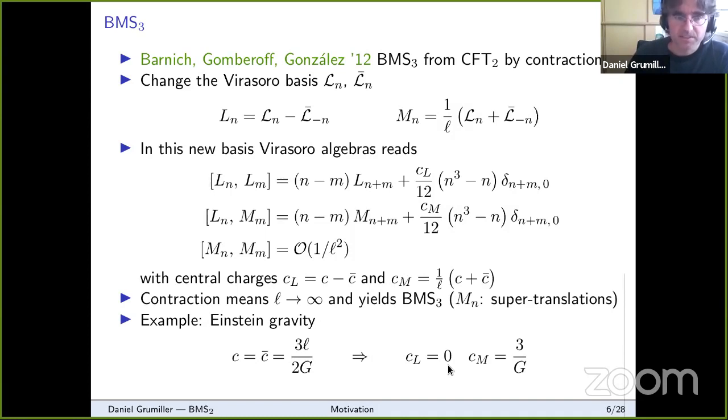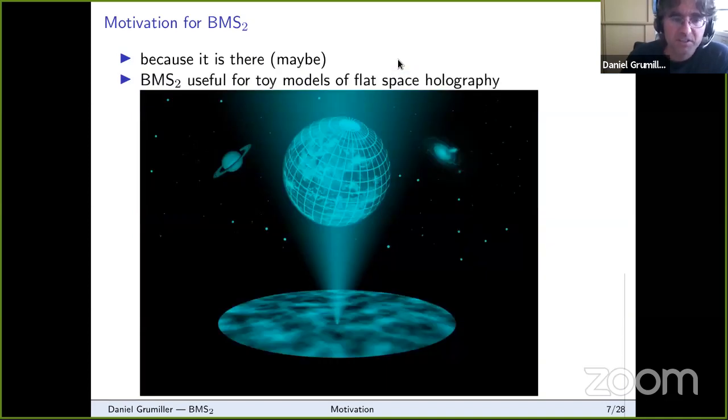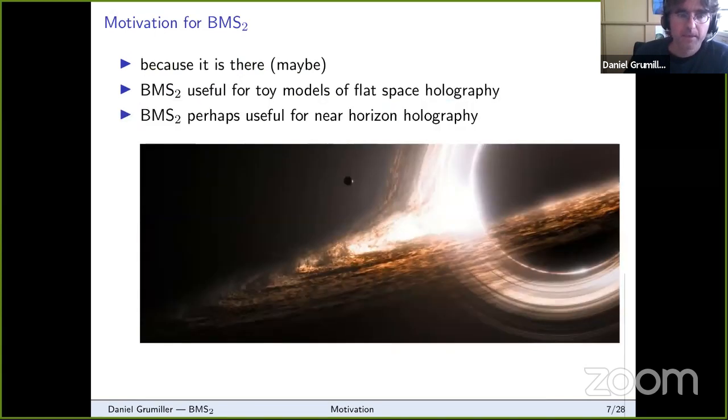Okay, so this is BMS 3. Let me now come to the motivation for BMS 2. One motivation is just curiosity, because it's there. Well, maybe. We'll discuss this on the next slide. If it is there, it should be useful for toy models of flat space holography.